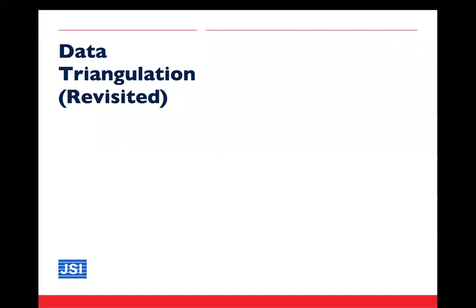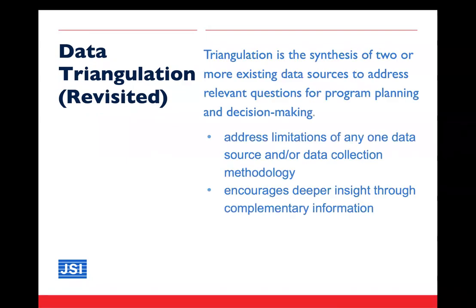So we've seen the data tools that can help us to manage our cold chains and our vaccines, and some of the data that those systems help us to collect and manage to help with decision making. So let's turn our attention back to the topic of data triangulation, which you saw in a previous webinar, and it's sort of an ongoing theme throughout this whole webinar series. So you'll remember the concept of data triangulation, which is the synthesis of two or more existing data sources to address relevant questions for program planning and decision making.